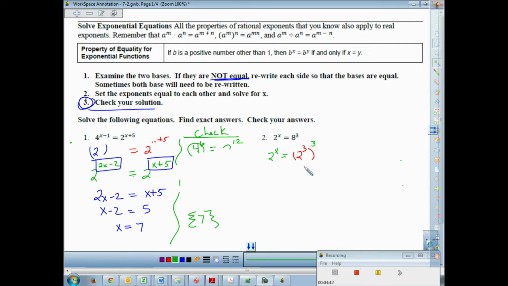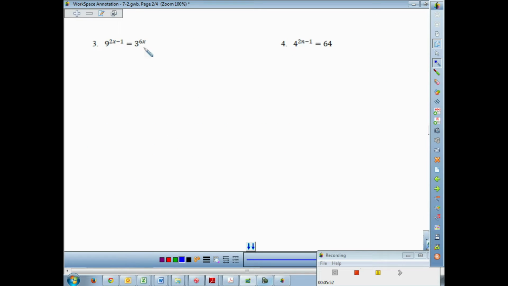So over here, power to a power, 2 to the x equals what? 2 to the 9th. And then since we have the same base, it's quite obvious now for these to be equal, x has to be how much? X has to equal 9. And then smaller base, can you turn 9 into a base 3? What is it? It's really 3 squared.